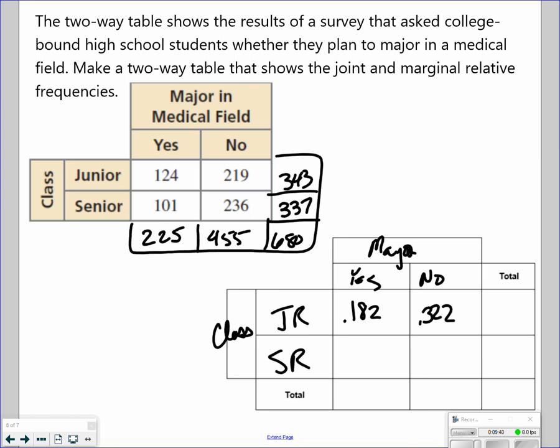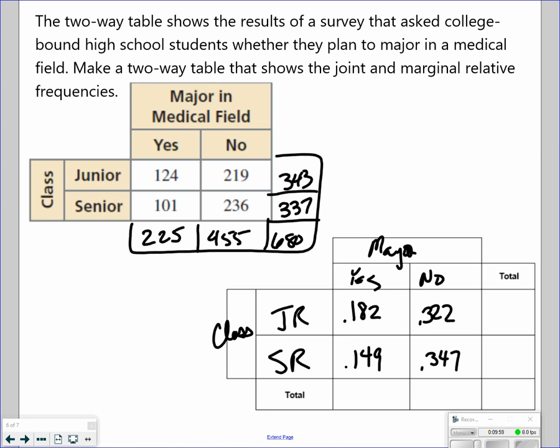Seniors, 101 divided by 680. 0.149. And then the last one, 236 divided by 680. This would be 0.347.